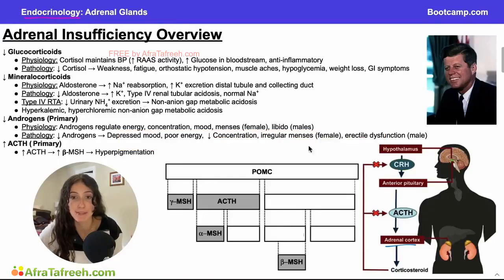We discussed some of the anatomy and the function of the adrenal glands in our last videos. Now let's discuss what happens when these adrenal glands are not functioning in a pathology called adrenal insufficiency. So before we dive into adrenal insufficiency, let's first review our pathway.